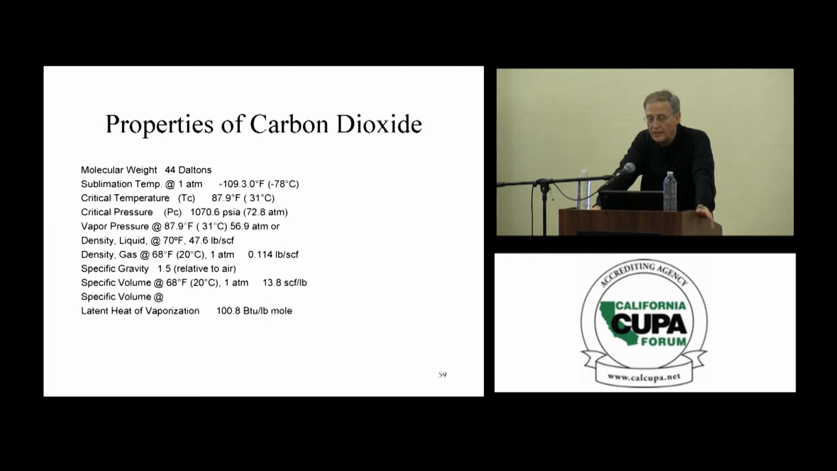So, properties of carbon dioxide. Again, we talked about critical temperature, 31C. So we know that this can be a liquefied gas at up to 31 degrees C. The vapor pressure at 31 degrees C is 56.9 atmospheres. That's a lot. Over 1,000 psi, roughly.